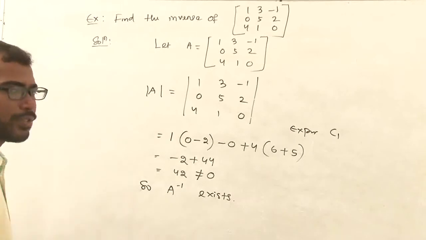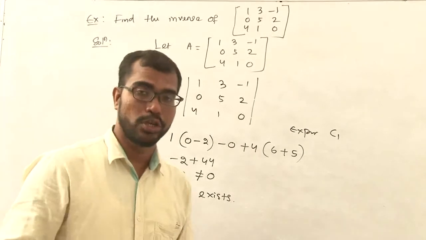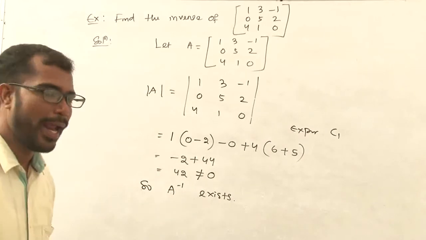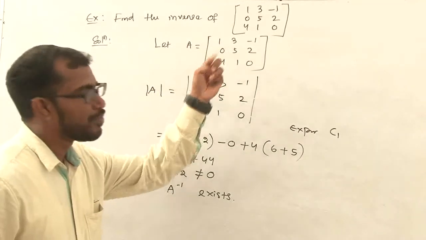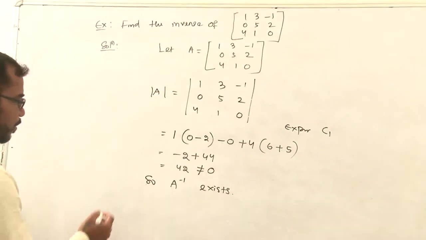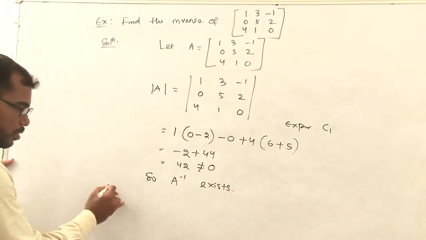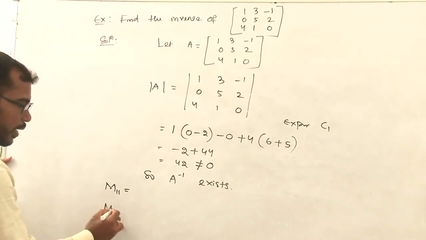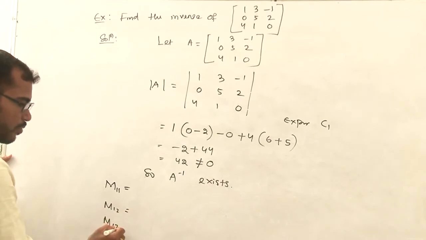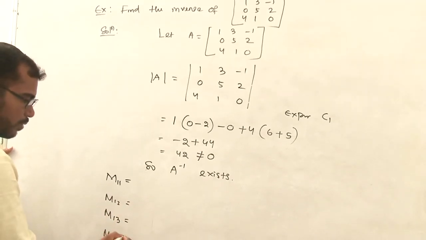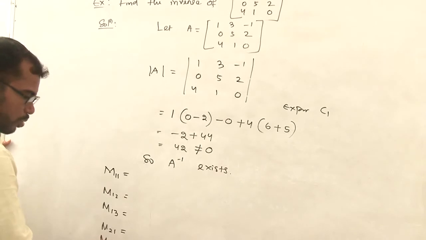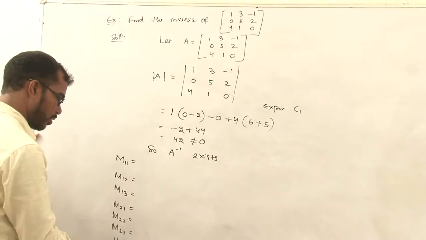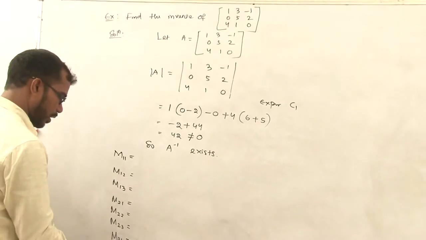Next we find the value of the adjoint of A. We have to find first the minors, then the cofactors, then the adjoint. As you see, there are 9 elements, so you have to find the 9 minors. You can write them in systematic order: M11, M12, M13, M21, M22, M23, M31, M32, and M33.